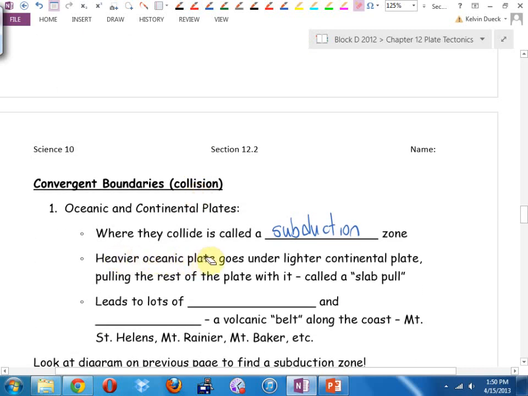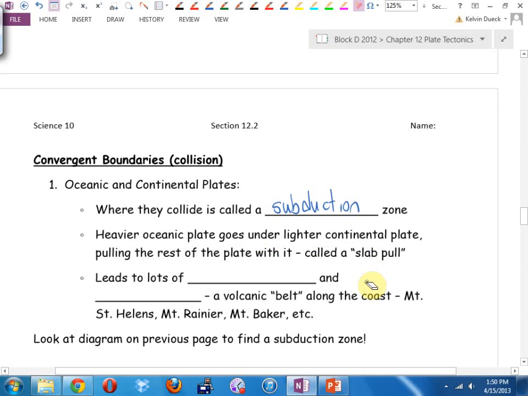The heavier oceanic plate goes under the lighter continental plate, pulling the rest of the plate with it. We call this a slab pull. This leads to lots of earthquakes and volcanoes.